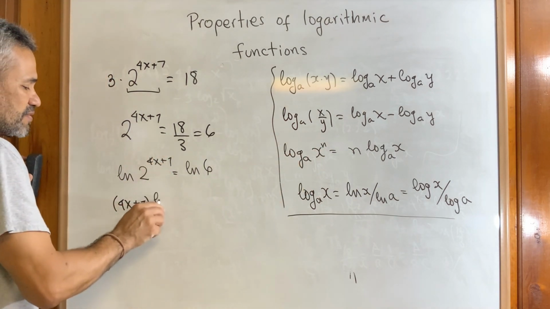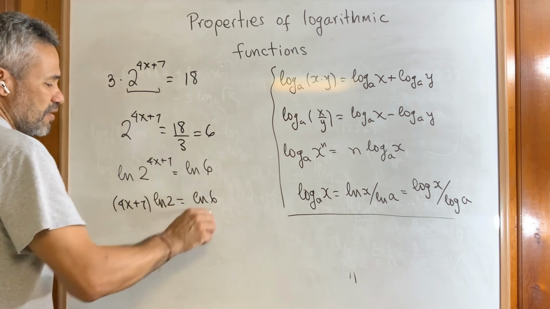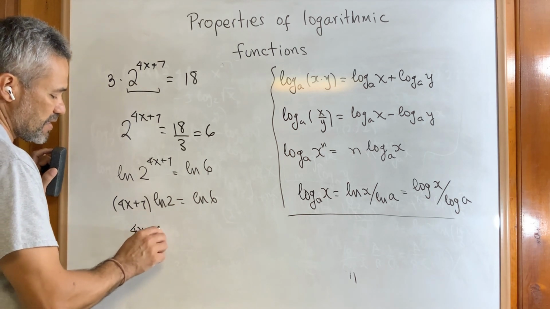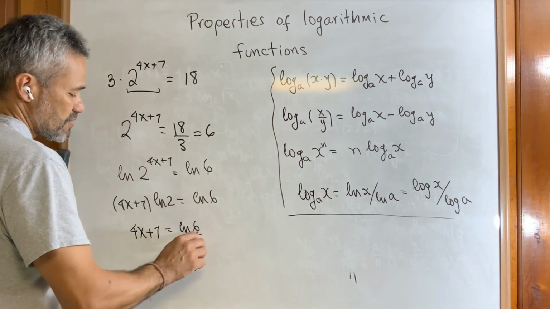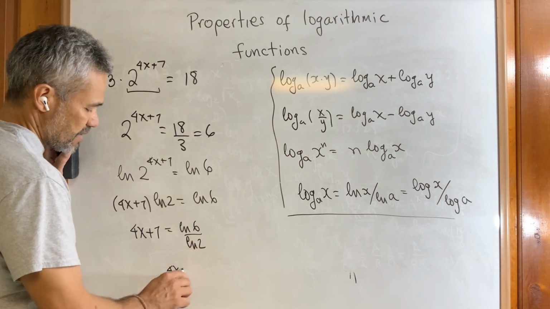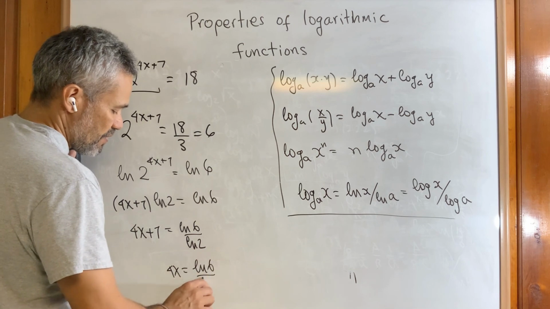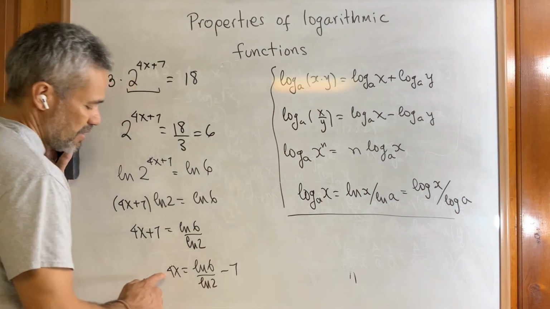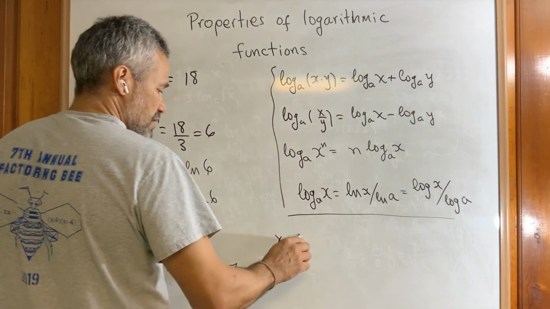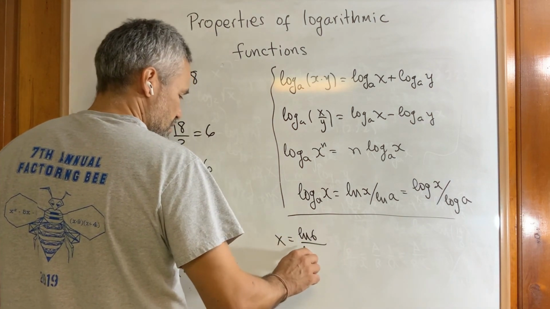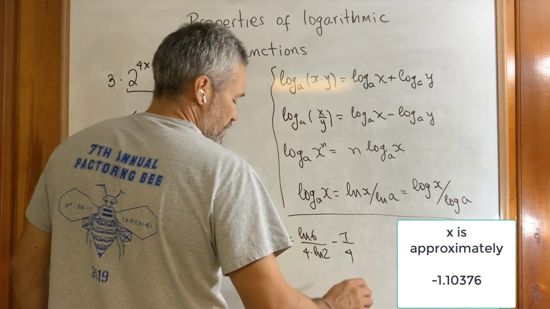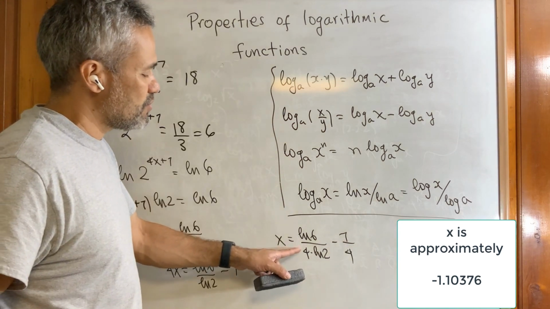4x plus 7 times natural log of 2 will be natural log of 6. Let's divide by natural log of 2. Then we have 4x plus 7 equal natural log of 6 over natural log of 2. And then 4x is natural log of 6 over natural log of 2 minus 7. And then when we divide by 4, we get that x is natural log of 6 over 4 times natural log of 2 minus 7 over 4, which we can get an estimate using the calculator.